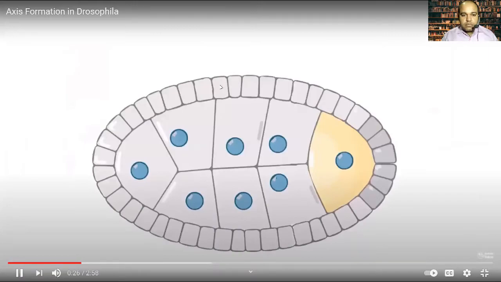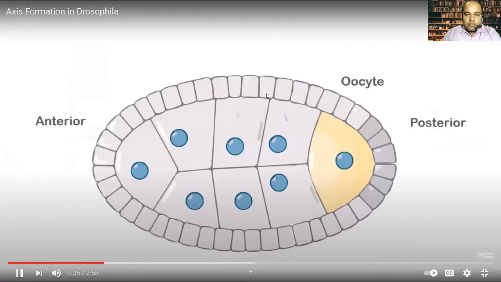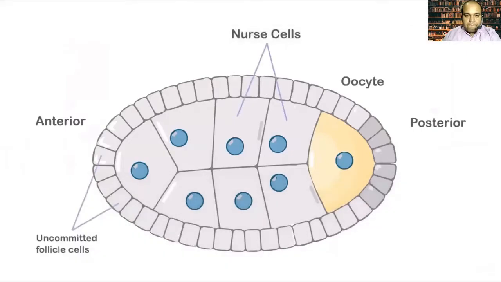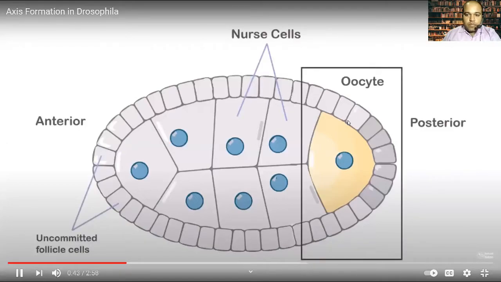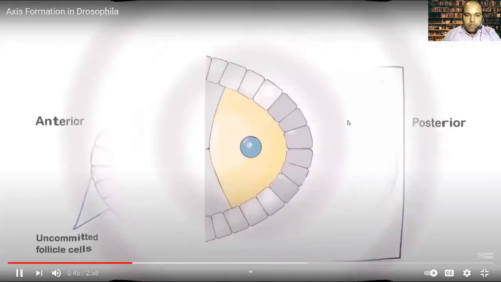The anterior-posterior axis is specified during oogenesis. The oocyte moves into the posterior region of the egg chamber, while nurse cells fill the anterior portion. Now, coming to the oocyte region, let's zoom into the posterior part.